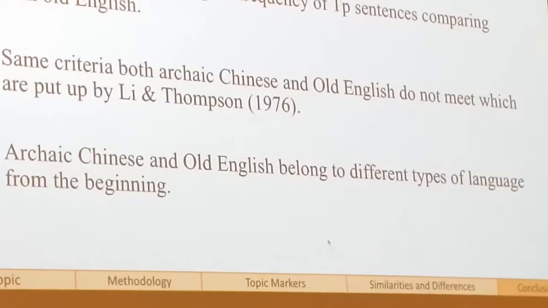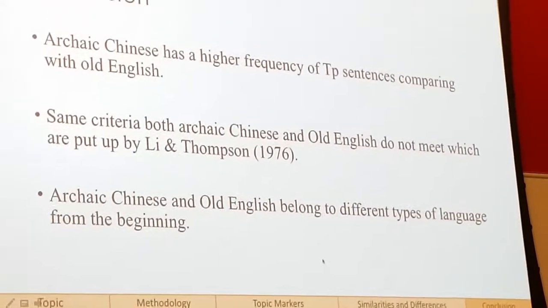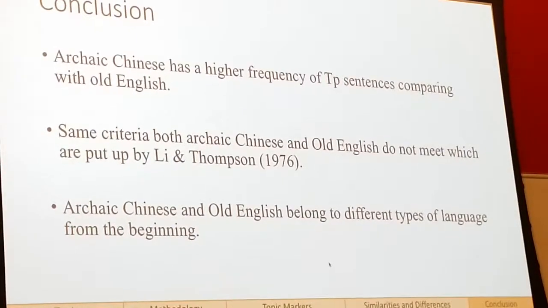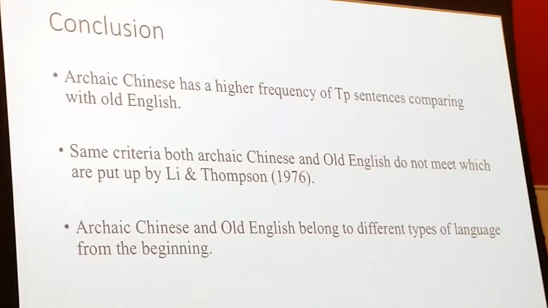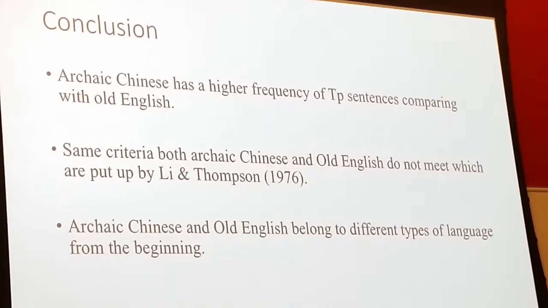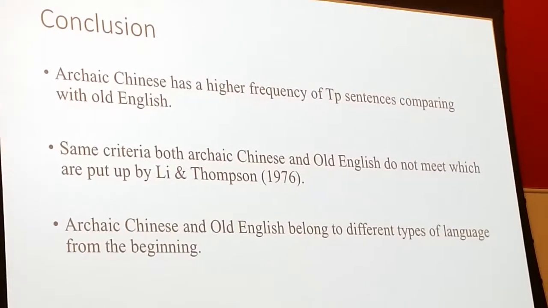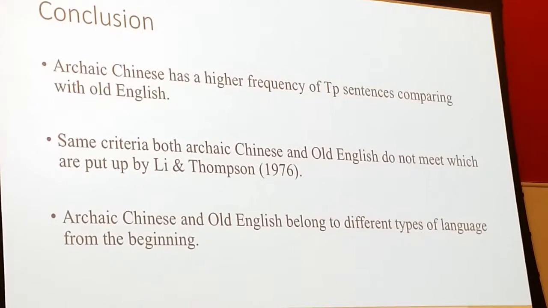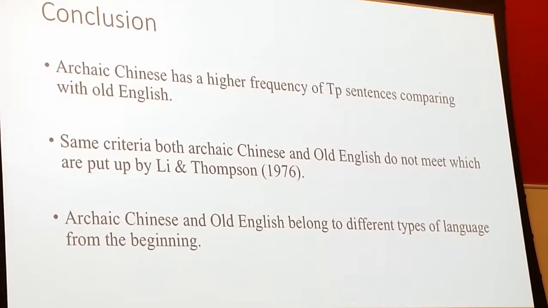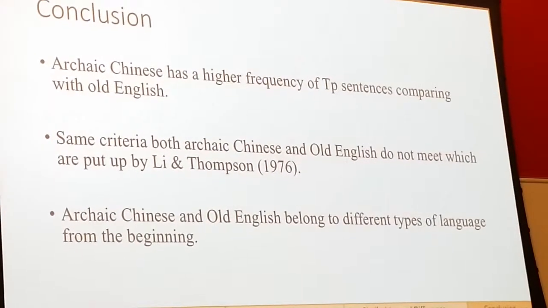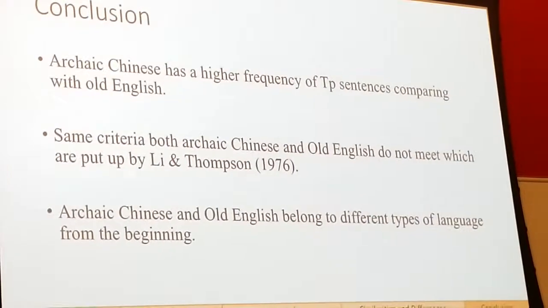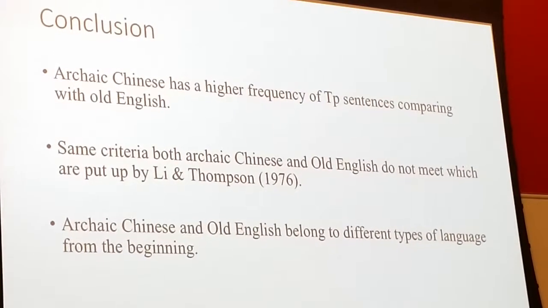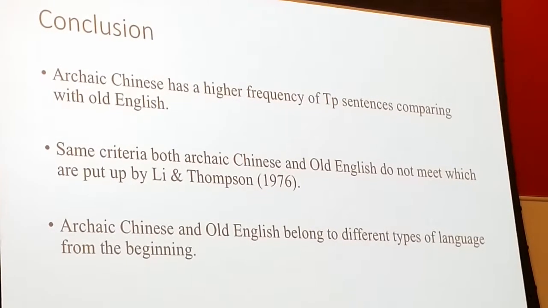So the conclusion is that Archaic Chinese has a higher frequency of topic marker sentences compared with Old English, as we saw before. I also came to the conclusion that both Archaic Chinese and Old English do not meet the same criteria put up by Li and Thompson in 1976. I didn't have any more detailed discussion here, but in my dissertation, I especially note that the verb-final condition is not met for the topic markers.